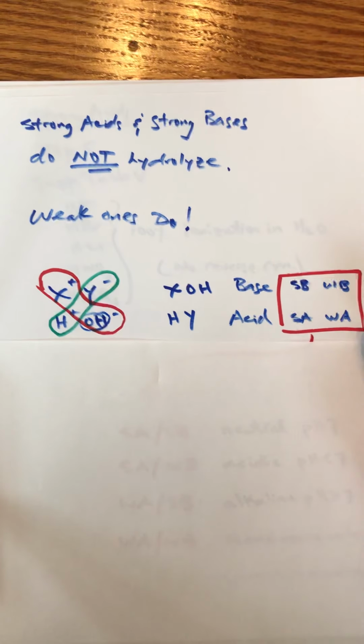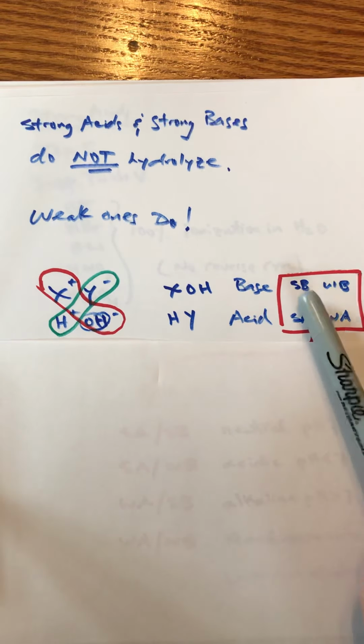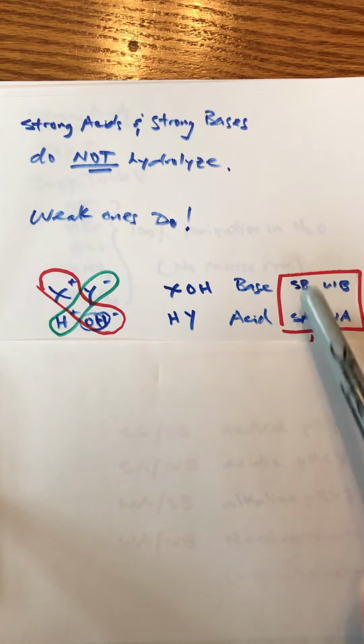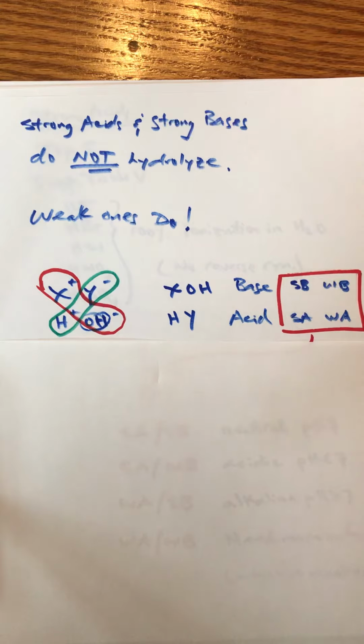Well, if you look at this, there are 4 possible combinations here. You could have strong with strong. You could have, that would be strong and strong this way. You could have weak and weak this way. You could have strong and weak this way, or you could have strong and weak that way. There are 4 possible combinations here.